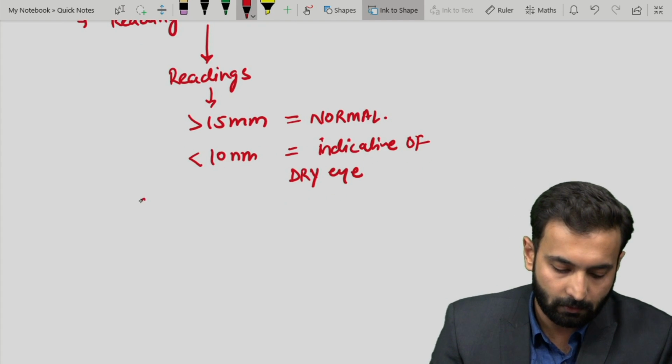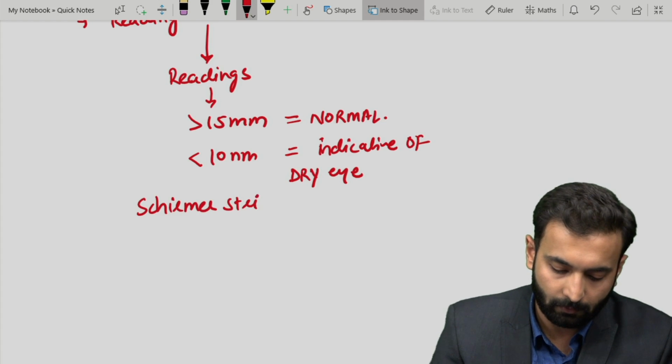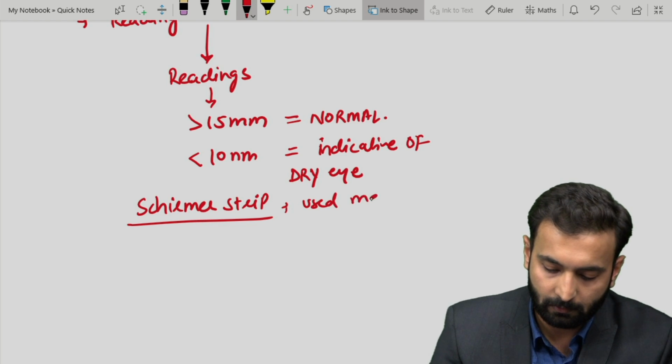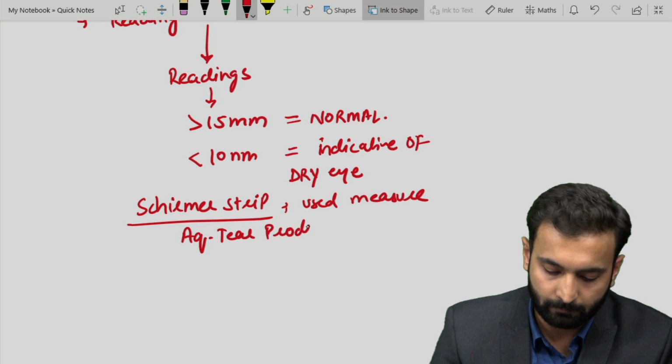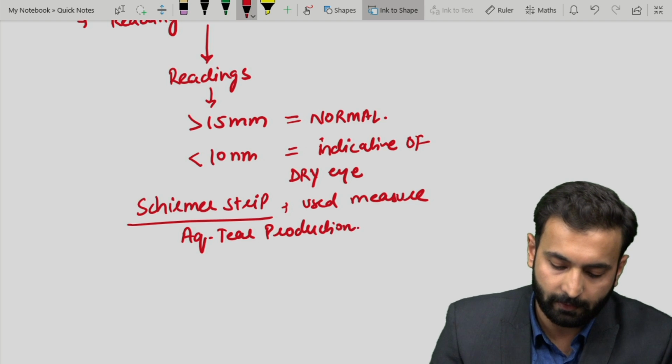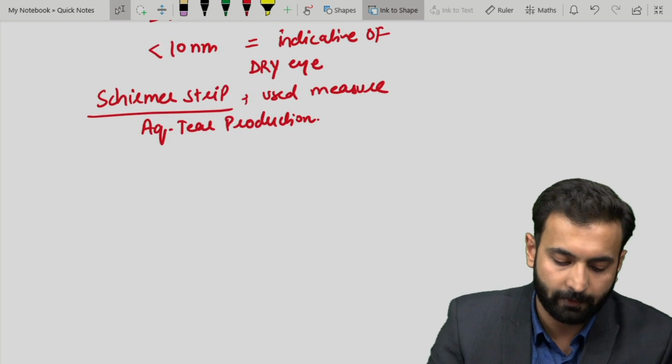Write down, Schirmer's strip is used to measure aqueous tear production. Aqueous, it is the middle layer of tear film.